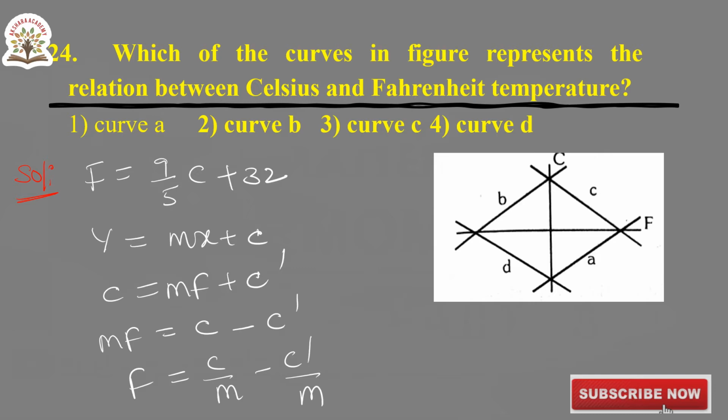So in this, if you observe these 4 curves, here D and A have the slope. Regarding curve D, the slope is negative. Regarding curve A, the slope is positive. So the curve which represents the relation between Celsius and Fahrenheit is curve A. So this is the final answer. Okay, next we will go to the next question.